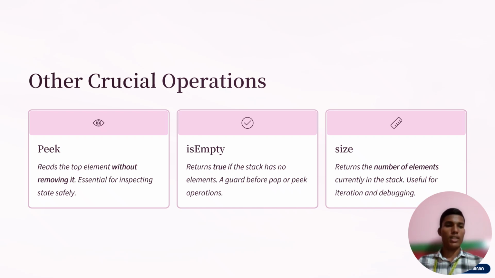Peek reads the top element without removing it, strictly for inspecting state safely. Is empty returns true if the stack has no elements, a guard before pop or peek operations. Size returns the number of elements currently in the stack, without having to iterate.